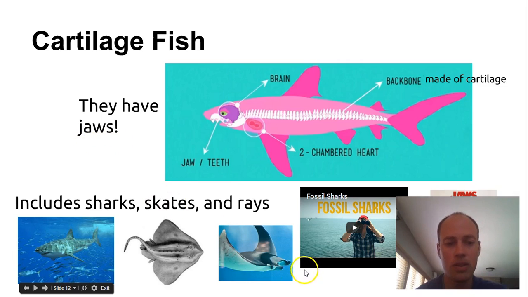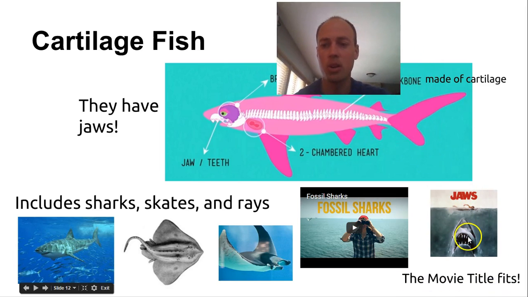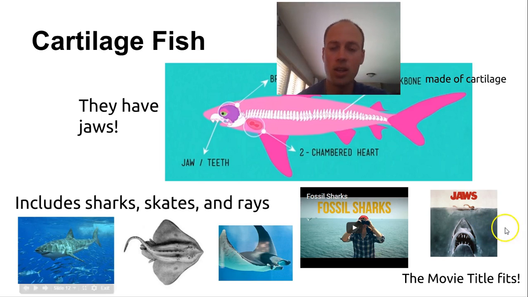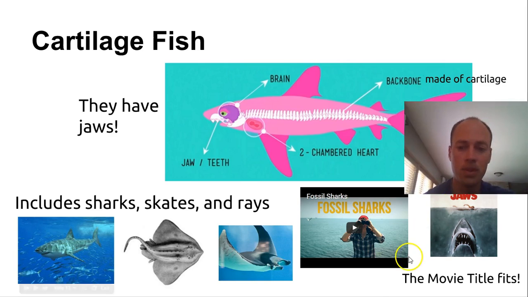For chewing food, obviously we're quite familiar with sharks, like the great white shark depicted in the movie Jaws. The movie title does fit. These are the oldest organisms known that actually do have jaws that will chew on food. There's a short video that I'll include in the notes here about ancient sharks and how a lot of the sharks that live today have been around for so long, but they're very acclimated to the environment they live in, the ocean.